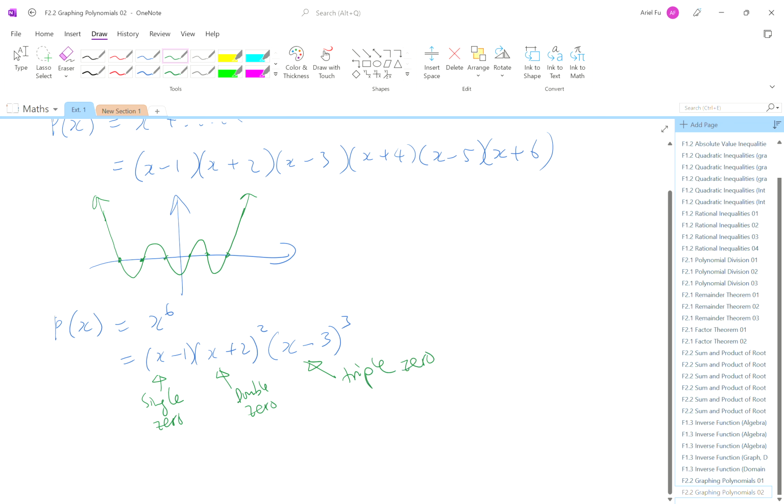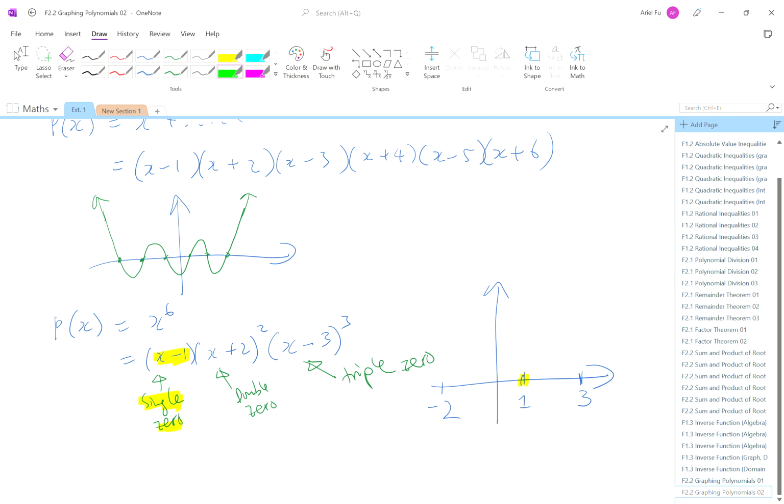If that is the case, what would this graph look like? I'm looking at this, so I've got positive 1 here, positive 3 here, and the other one is at negative 2. So at positive 1, it is a single zero. At negative 2, it is a double zero. And finally at positive 3, it is a triple zero.